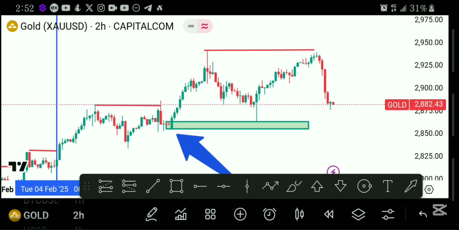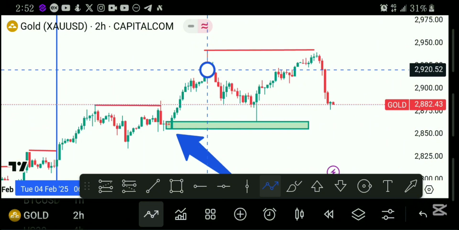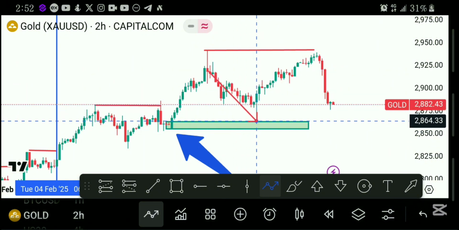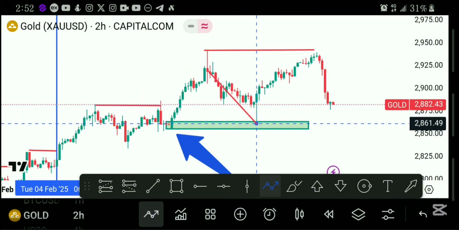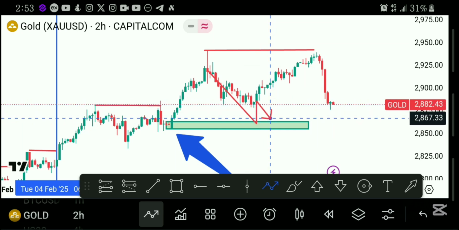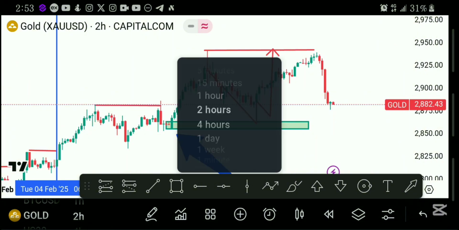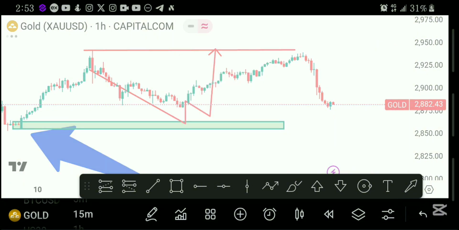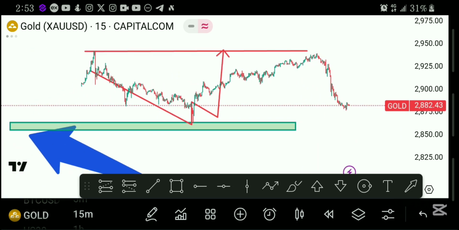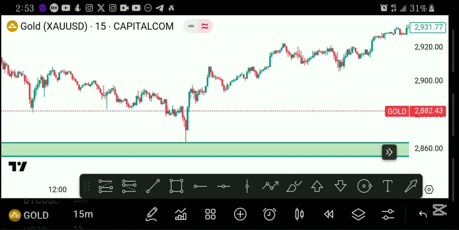We wait for the market to tap into our demand zone. This our order block, that's our demand zone. When market taps into it, we then move on to lower time frame. Look for a structure like this. Then what? Market will begin to buy. Now since market has tapped into the zone, I'll move on to my entry time frame. That's my 15-minute. On 15 minutes, I'll wait for market to break structure.